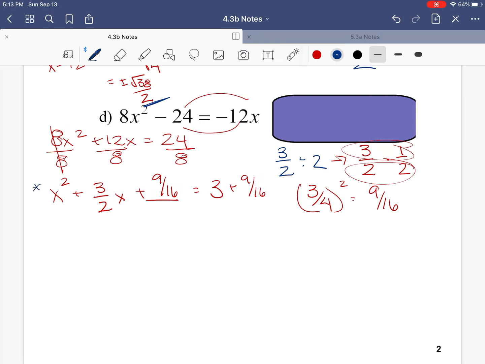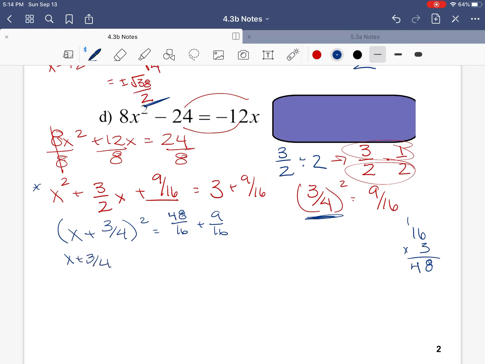Remembering to add to both sides. So you might look at this and go, that is gross to factor. I don't know what multiplies to be 9 over 16 and adds to be 3 over 2. Well, remember, all of our factors come from our half of the middle. So our factors are just going to be x plus 3 over 4 squared is equal to, I need a common denominator, so 16 times 3. 6 times 3 is 18, so 48. 48 over 16 plus 9 over 16. x plus 3 over 4 squared is, add, 57.